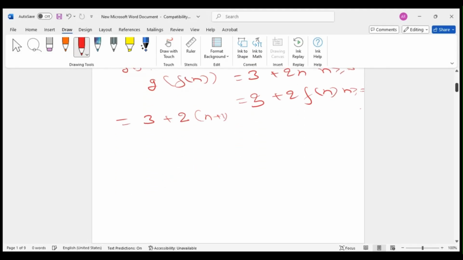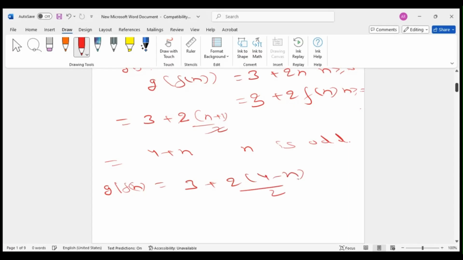So for n odd, 3 plus 2 times (n plus 1) by 2, which is equal to 3 plus 1 plus n, that is 4 plus n. And for n even, g of f of n is 3 plus 2 times (4 minus n) by 2, which is equal to 7 minus n.